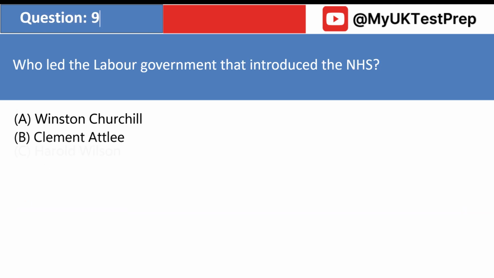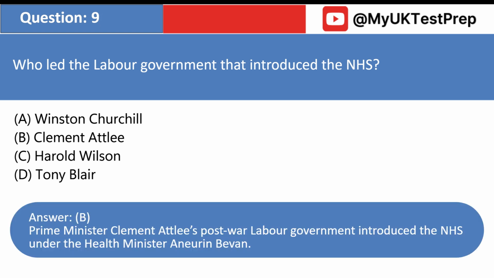Who led the Labour government that introduced the NHS? A. Winston Churchill. B. Clement Attlee. C. Harold Wilson. D. Tony Blair. Answer: B. Prime Minister Clement Attlee's post-war Labour government introduced the NHS under the Health Minister Aneurin Bevan.